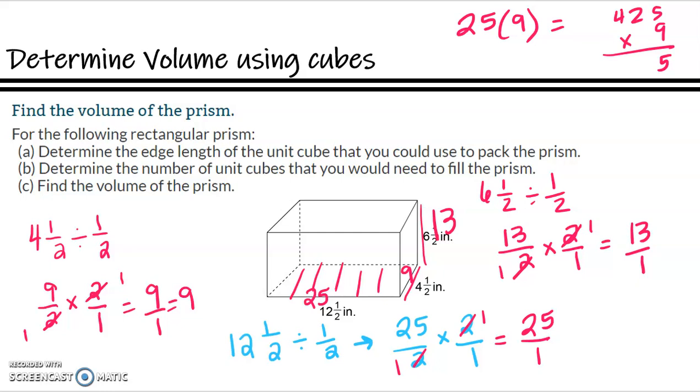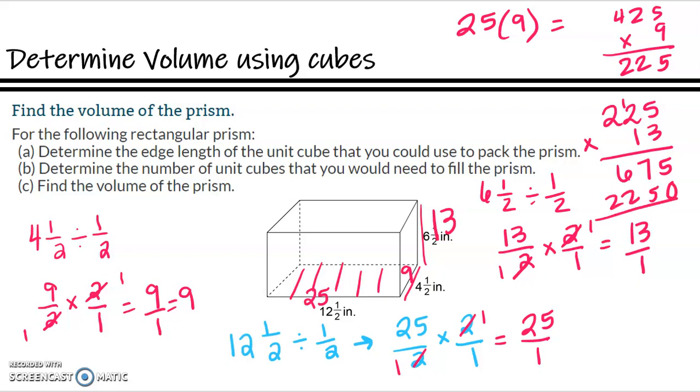So that's 45, 18 plus 4 is 22. So 225 is on the bottom layer, but I have 13 of those layers. So that's 15, that's 7, 6, placeholder, 5, 2, 2, ran out of room.